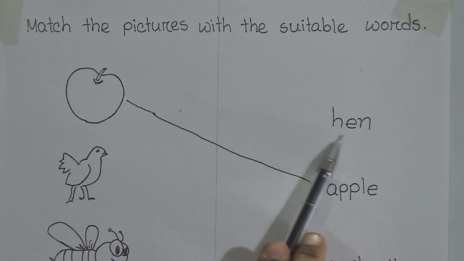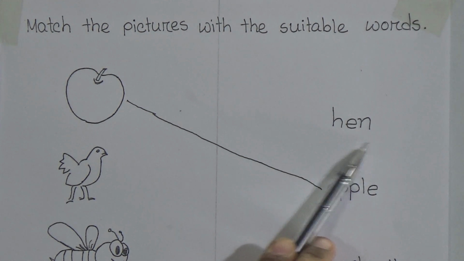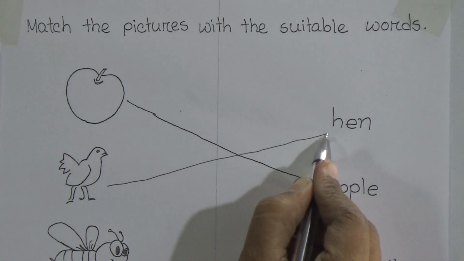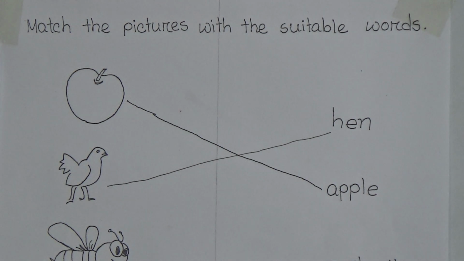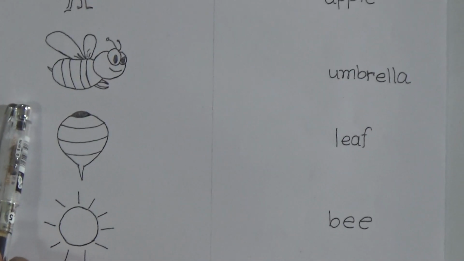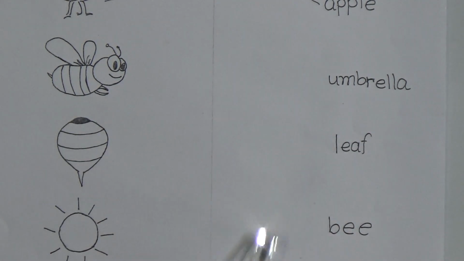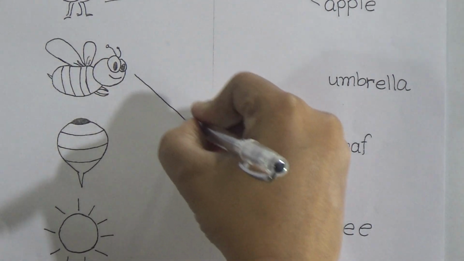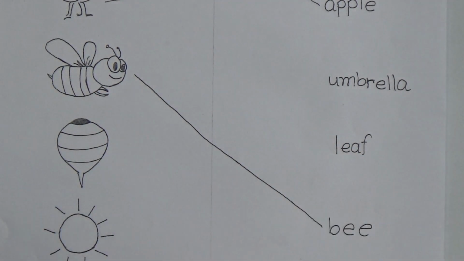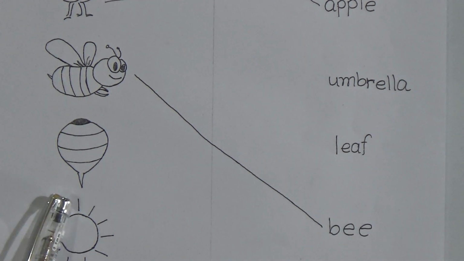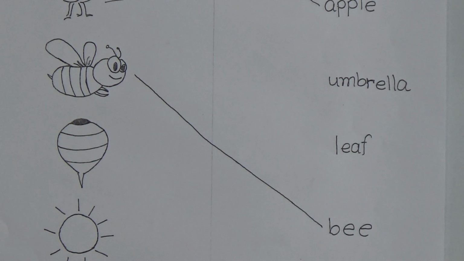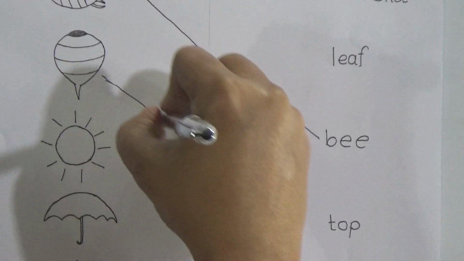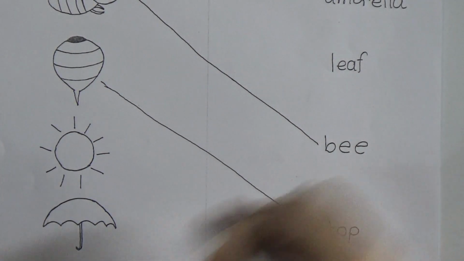Now the next one is hen. Here is hen, H-E-N, hen. So we have to match the picture of hen with the word. Now this is the picture of a bee, B-E-E, bee. So where is it? It is here. So we have to match the picture with the word. Now this is top, T-O-P, top. So here we also have to match the picture with the word top.